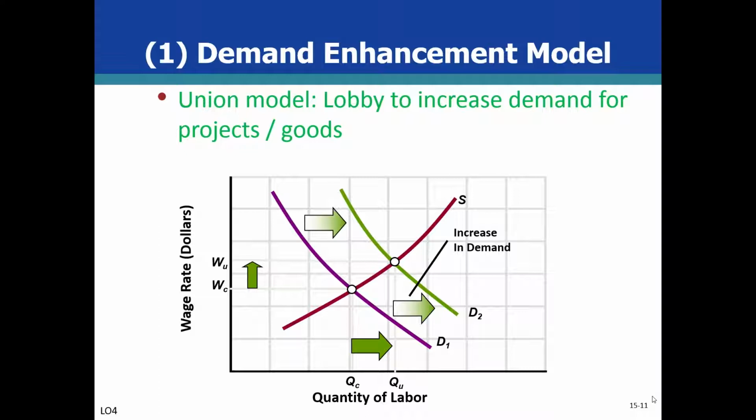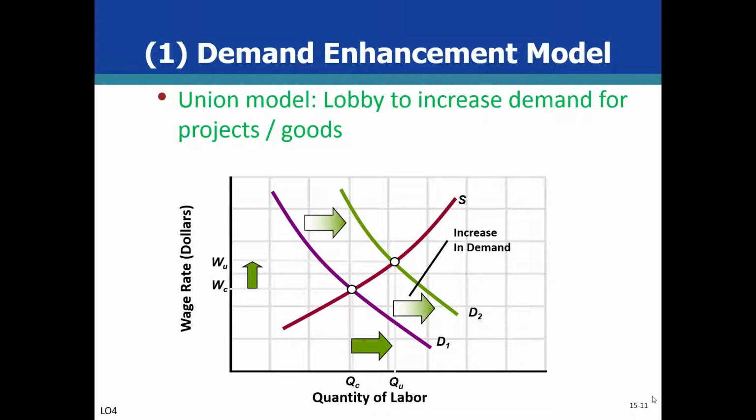Many unions do not have enough power to make firms increase hiring. The decision to hire is that of the firms. In a demand enhancement model, union representatives undertake lobbying and promotions that try to influence the demand for products that the firm produces or projects that the firm is bidding on. The hope is that demand for the product or projects goes up and the firm will hire more labor.